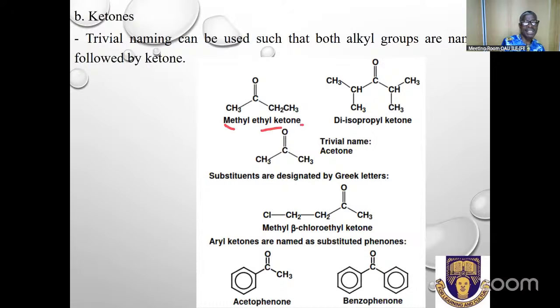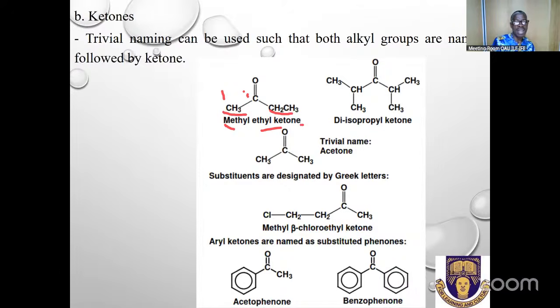Now look at an example here. This first one, we have 1, 2. By trivial naming, we don't even need to number the carbons. We just look at the alkyl groups. So we have methyl, then ethyl here. So the name is methyl ethyl ketone.